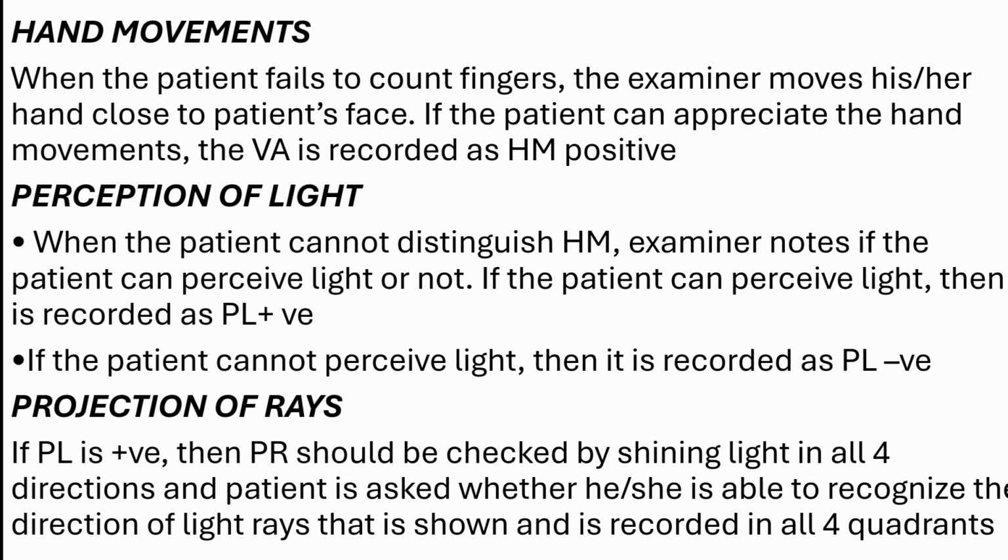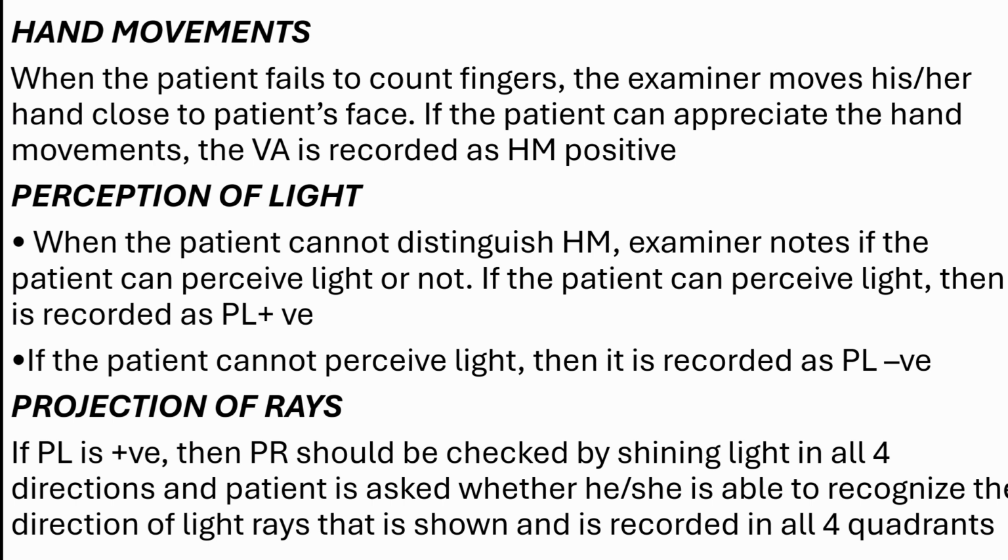Next, hand movements, HM we call. Hand movement is a very low level of visual acuity testing used when a patient cannot count fingers at any distance. It is a method to determine whether a person can detect gross movement of the examiner's hand in front of their eyes. Now we can see the procedure for HM testing.